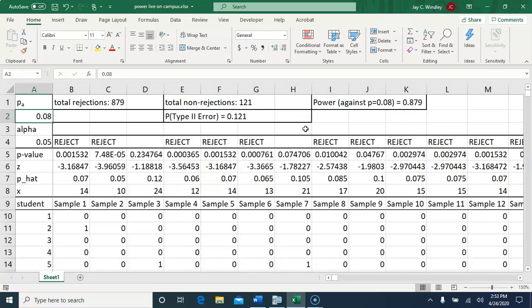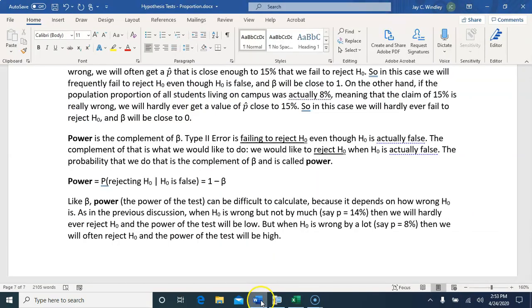So that's a little bit of an illustration of power and type 1 error and type 2 error. So that wraps up the first phase of hypothesis tests. This was hypothesis test for a population proportion. Next up is hypothesis test for a population mean.